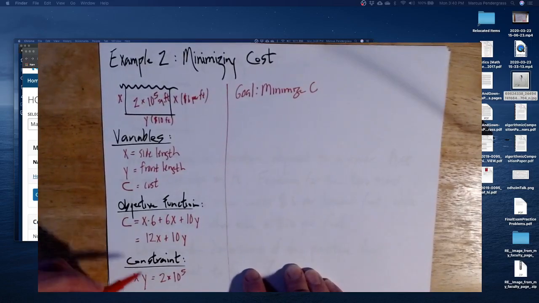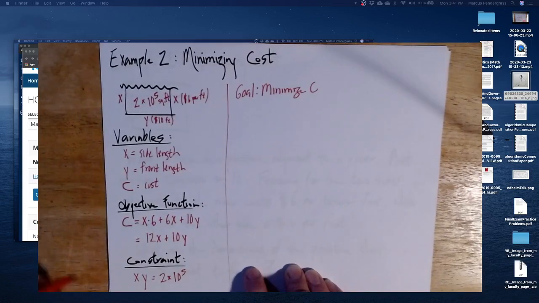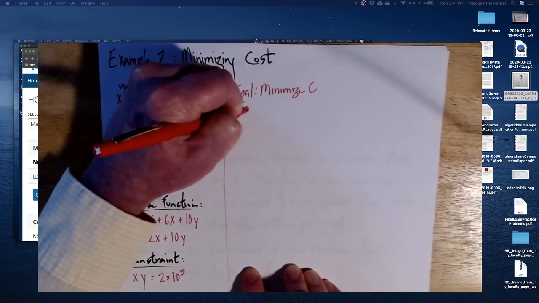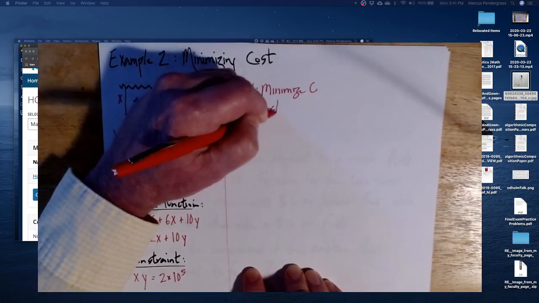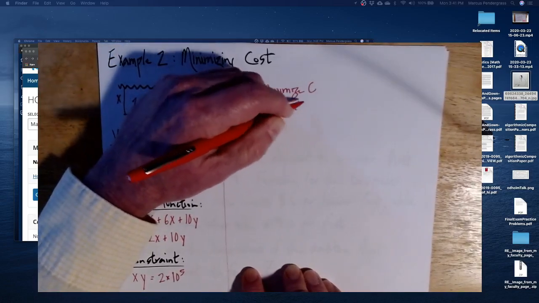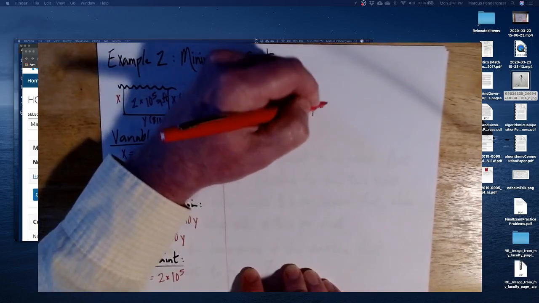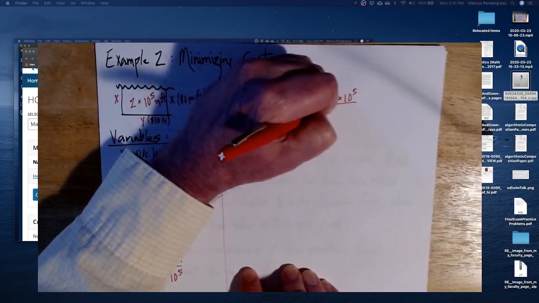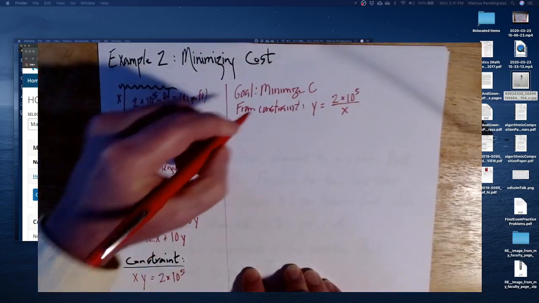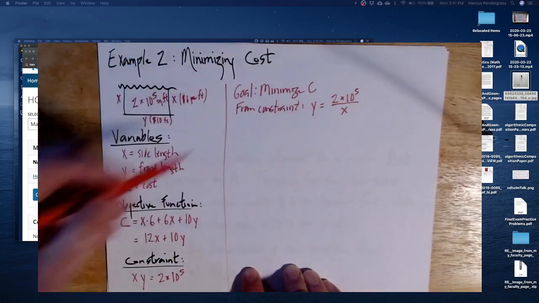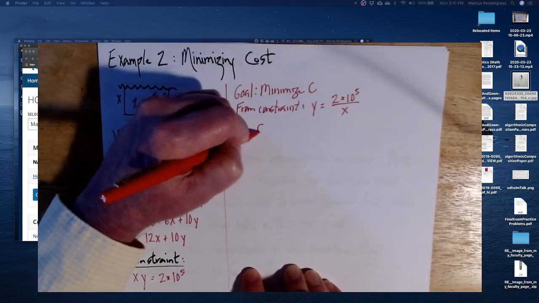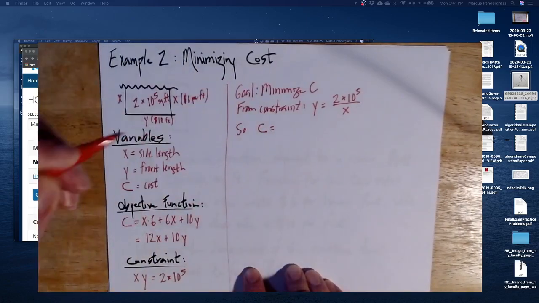So for instance, the constraint here says that x times y is 200,000. From the constraint, I see that I can solve for y in terms of x. So y would be 200,000 divided by x. And that way we can then plug that back into C, and you get a function of 1 variable.